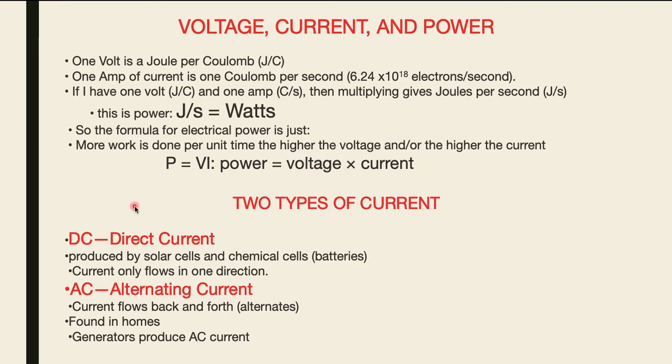There are two types of current, DC current and AC current. DC is direct current, and AC means alternating current. DC current is produced by solar cells and chemical cells, and also by batteries. The current flows in one direction. In AC current, the current flows back and forth, which is up and down. Generators produce AC current.